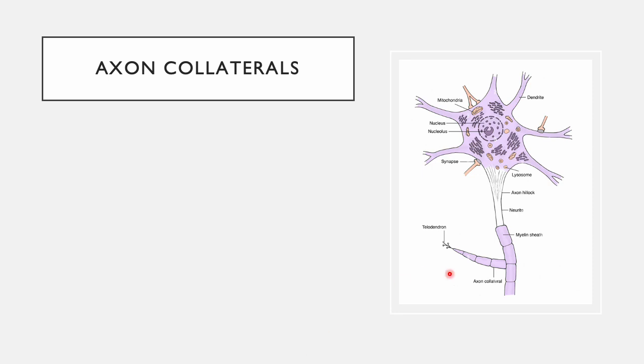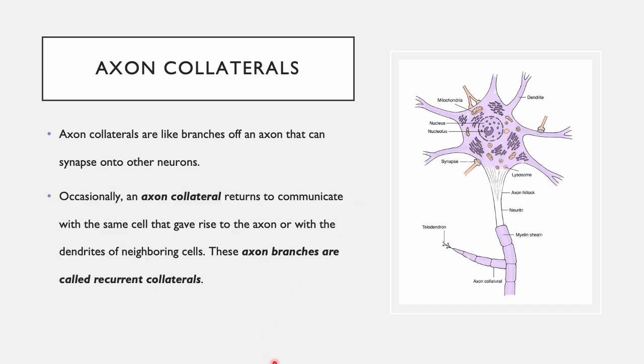Axon collaterals are branches that actually stem off of the axon itself. And there are two different types of collaterals I want you to know about. First, collaterals can synapse onto either the neuron that gave rise to it, or they can synapse on neurons around it. Occasionally, an axon collateral will actually synapse back onto the soma or cell body that gave rise to the axon that it is attached to.